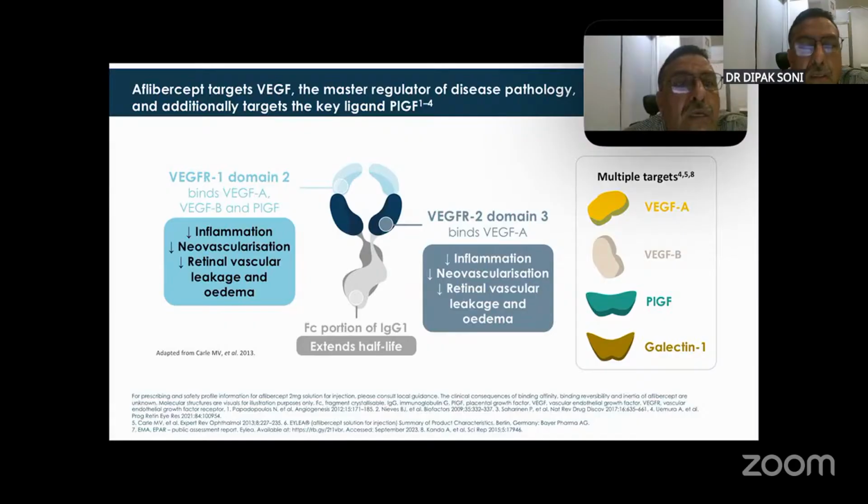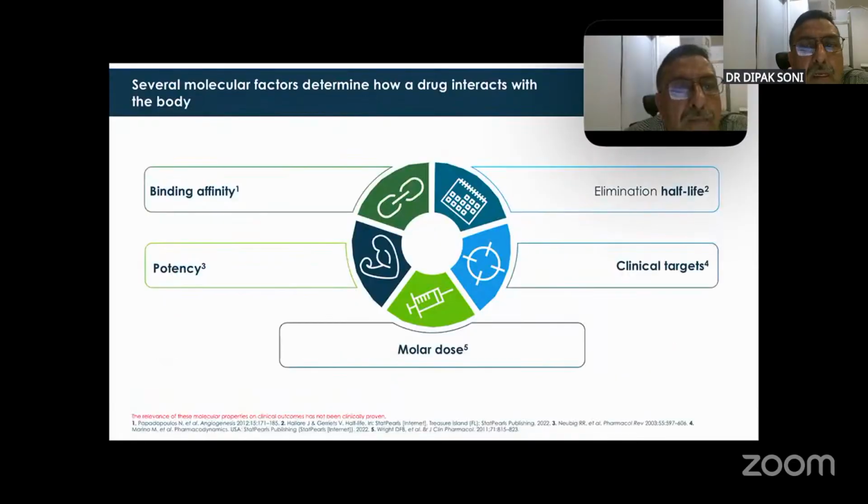Several molecular factors determine how a drug interacts with the body. There are a few factors that affect the vascular endothelial cells. First, aflibercept affects binding affinity. Its potency is important, and also the elimination half-life, clinical targets, and molar doses. These five factors are important for anti-VEGF action.